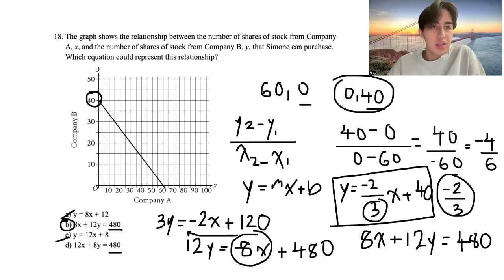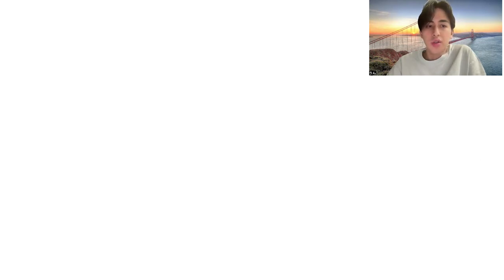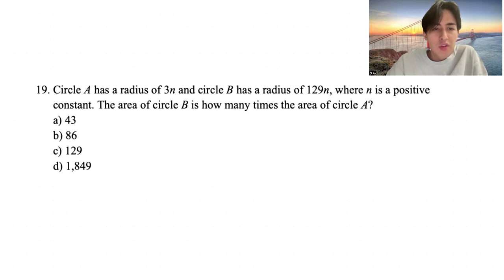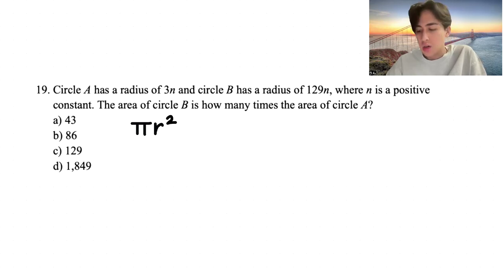Okay, let's go on to the last question of this video. Circle A has a radius of 3n and circle B has a radius of 129n, where n is a positive constant. The area of circle B is how many times the area of circle A? I believe that you'll be provided with this formula on the exam, but the area of a circle is pi r squared.